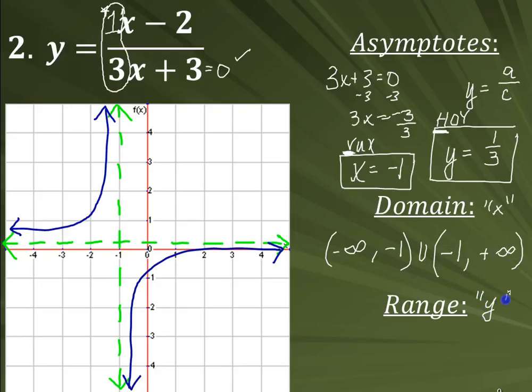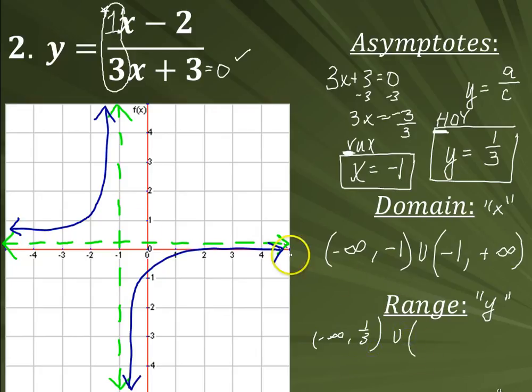Range, remember ranges are y's. So we're down. This one's going down. It's never going to stop. And then up. Where does it stop upwise? Will this ever cross that asymptote? No. So we're going down to -infinity. And then we're going to stop right here at our asymptote, which is 1/3.